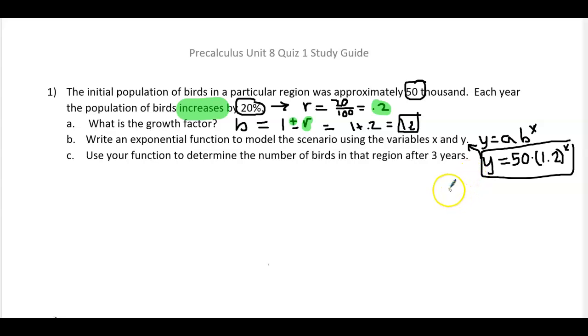Part C says, use your function to determine what the number of birds will be in that region after 3 years. And for that, we're going to basically just be plugging in 3 for the power, because every year that goes by, the population increases by 0.2. So that's like we're multiplying by 1.2 3 times. In other words, 1.2 to the third power. And then you're just going to go ahead and plug that into your calculator and get your answer.